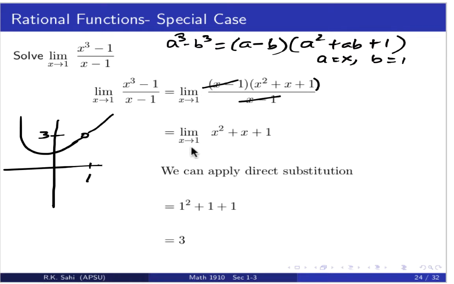We are left with the limit as x approaches 1 of a quadratic function given by x squared plus x plus 1. And we already see the graph here, and there's no issue in the denominator. We just go ahead and do direct substitution. We get the answer as 3, which we already had seen earlier.